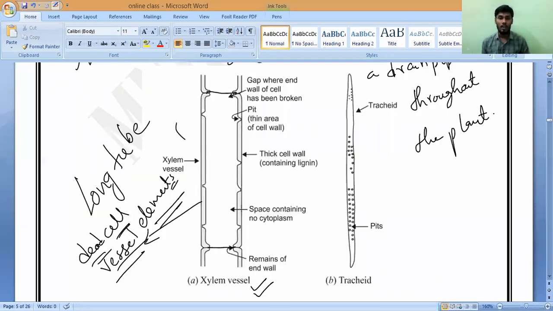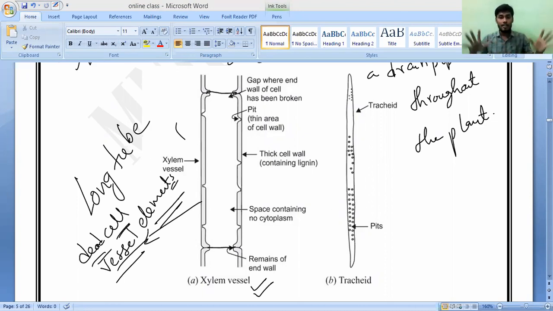From the roots to where? From the roots to the stem, and from the stem it will finally reach the leaves. So these xylem vessels branch into every leaf of the plants also. Why are xylem vessels branching into every leaf? In order to supply what? In order to supply water, which is required for photosynthesis. So this is what we can say.